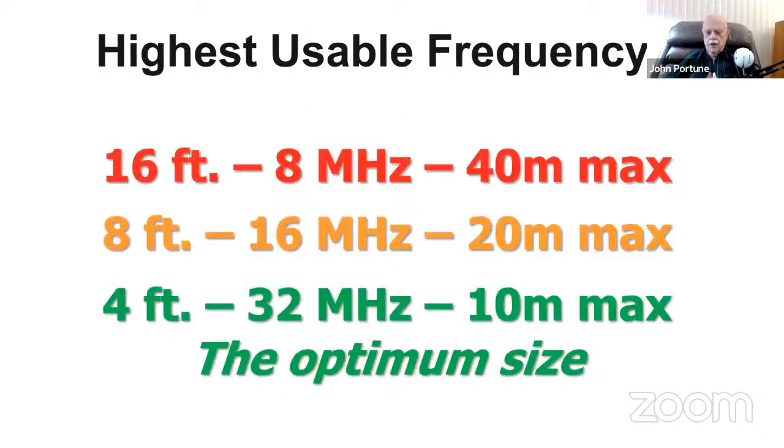For example, a 4-foot loop, which has a natural self-resonance of just about 30 to 32 megahertz, will work 10 meters. But an 8-foot loop will only work at a maximum of 16 megahertz. So it will work 20 meters maximum. And a 16-foot loop, like that big one you saw in the previous picture, will only work up to 8 megahertz or 40 meters maximum. So a lot of home builders who are trying to optimize their loop for their situation don't even realize that this limit exists.